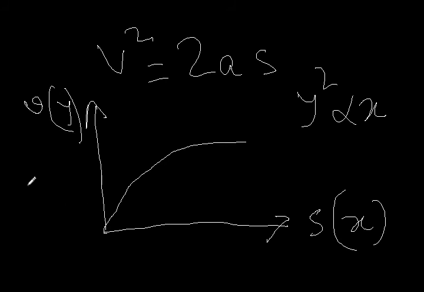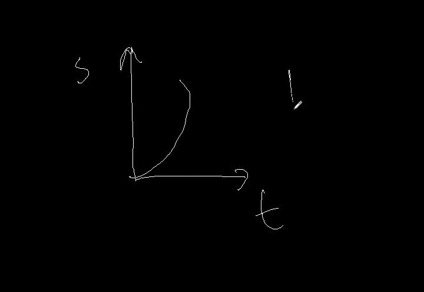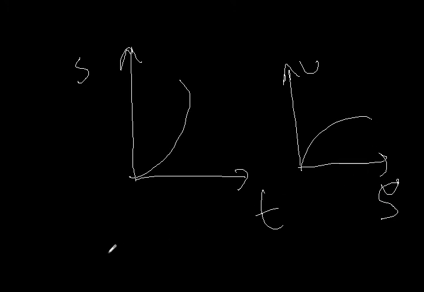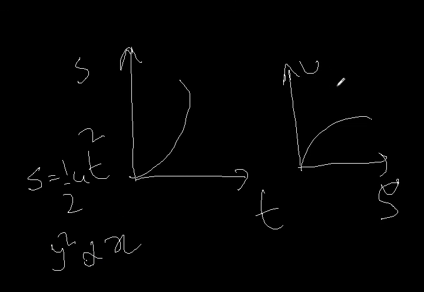And the s versus t graph, as we have just shown you, I'll repeat for the sake of clarity, will look like this. So this is your s versus t, which looks like this, and this is your v versus s, which looks like this. Now, the question remains: why at all are they like this? Because of their equations. Here it is s equal to half a t squared, and this is v squared equal to 2as, where this is y and this is x.